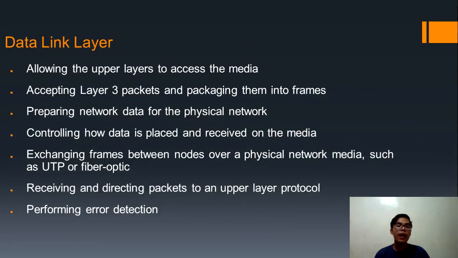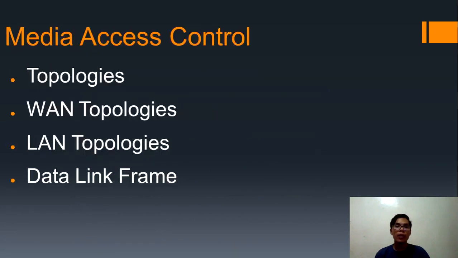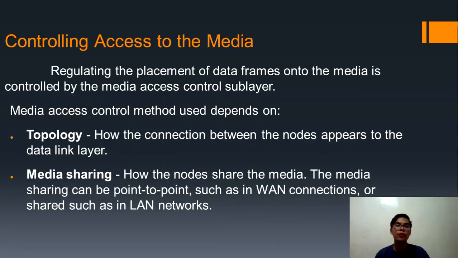Data link layer: allowing the upper layers to access the media, accepting layer 3 packets and packaging them into frames, preparing network data for the physical network, controlling how data is placed and received on the media, exchanging frames between nodes over a physical network media such as UTP and fiber optic, receiving and directing packets to an upper layer protocol, performing error detection. Media access control topologies, WAN topologies, LAN topologies, data link frame.